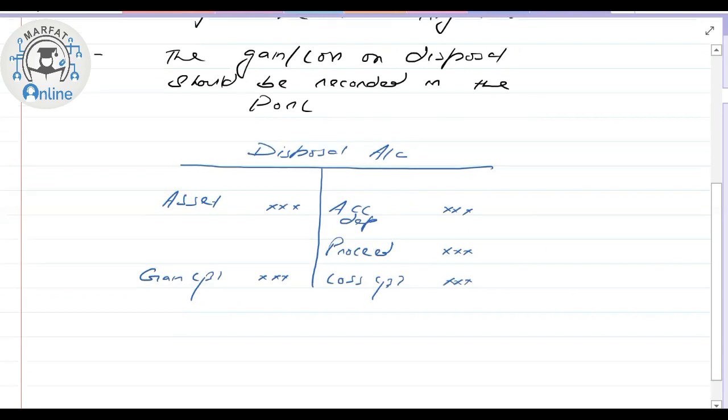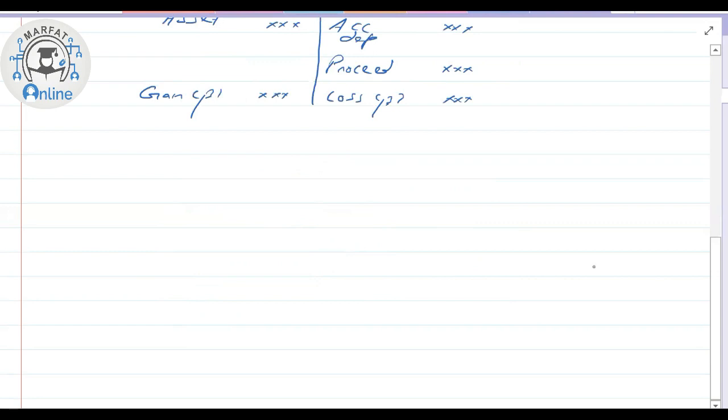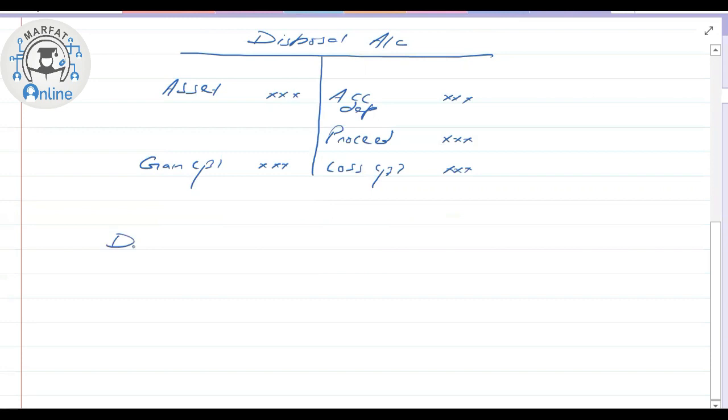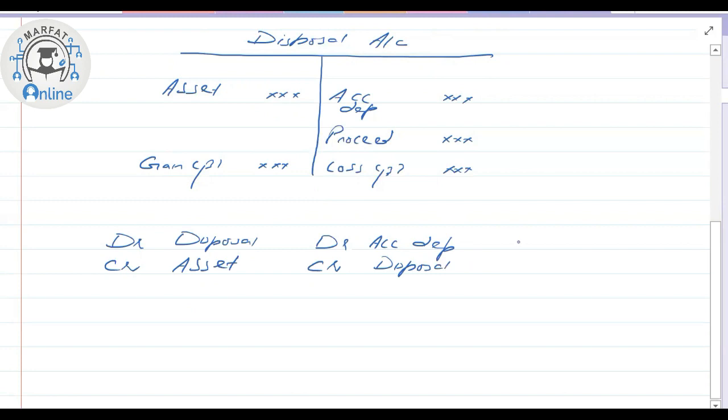Now, what are these entries which are recorded in this T account? Obviously, this T account has the entries, the journal entries. So when we are disposing the asset, we'll credit the asset because the decrease in asset is credit, debit disposal. So the other entry goes in the disposal account. We are de-recognizing the depreciation, so accumulated depreciation debit, disposal credit. We are receiving the cash, so cash or bank debit, disposal account credit.